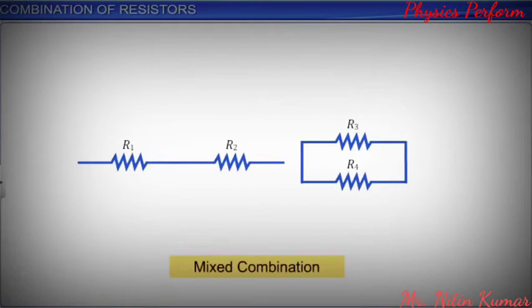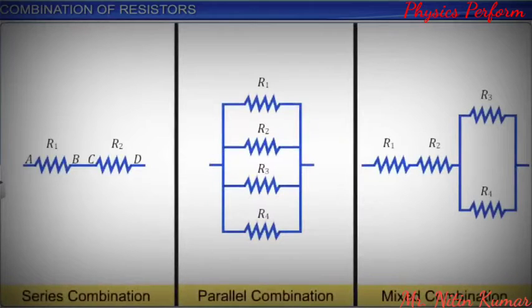A mixed combination of resistors is obtained by connecting some resistors in series and some resistors in parallel combination and then connecting the two combinations. So far, we have seen how to build various types of combinations of resistors. Next, we will learn about equivalent resistance of any combination of resistors in a circuit.